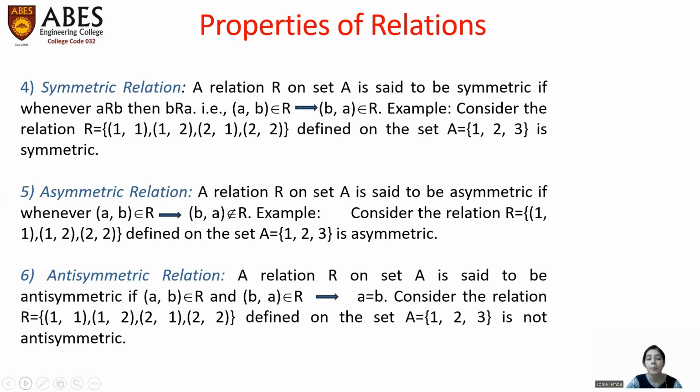So here in this example, we can see R is the relation having the four ordered pairs 1 comma 1, 1 comma 2, 2 comma 1, and 2 comma 2, which is defined on the set A having the three elements 1, 2, 3. Now this relation is not antisymmetric because in this relation the ordered pair 1 comma 2 is in the relation and the ordered pair 2 comma 1 is also in the relation, but 1 is not equal to 2. That's why we are saying the relation is not antisymmetric.